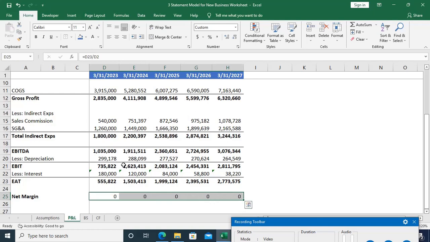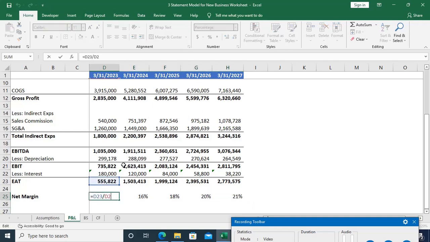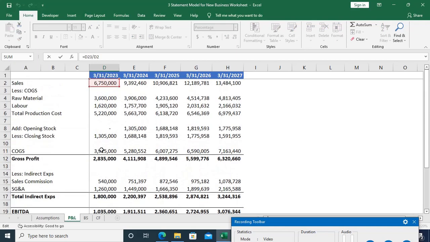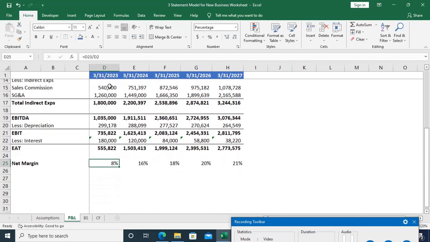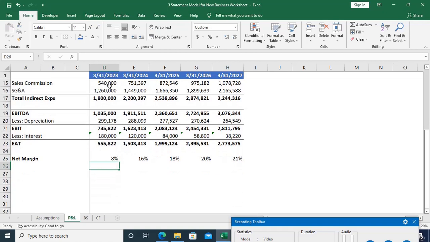EAT, that is earning after tax, divided by what? Earning after tax divided by turnover, that is our sales. I've done it. Earnings after tax divided by the sales. Net margin is 8%, 16, then 18, then 20, then 21.